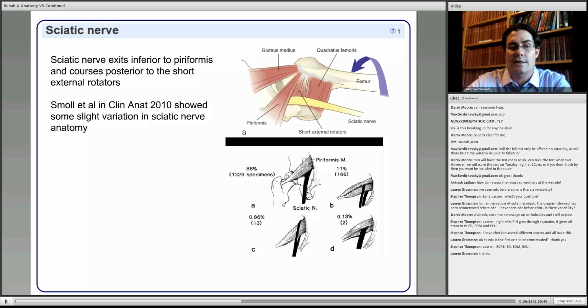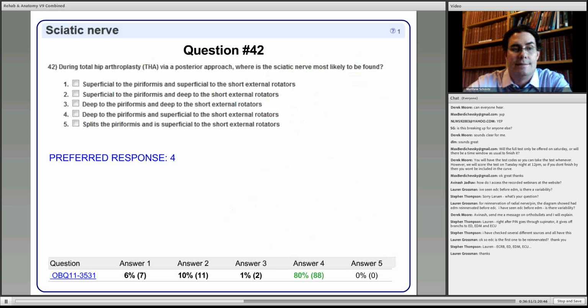There was a study in Clinical Anatomy in 2010 that showed there was some slight variation in sciatic nerve anatomy, but 88% of people, so nearly 90% of people, have that prototypical anatomy. In some situations, it'll split the piriformis, or you'll have a split sciatic nerve. But I think it's important to remember that essentially the sciatic nerve is going to be draped over top of your short external rotators and is going to be coming out of the piriformis, usually at its inferior extent.